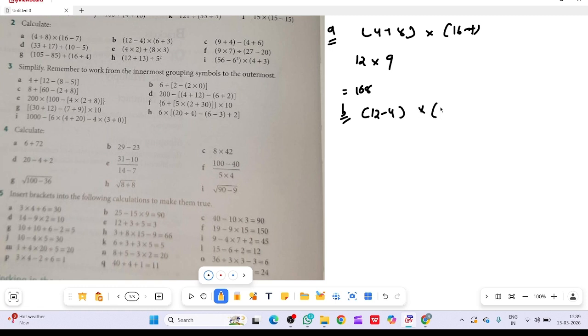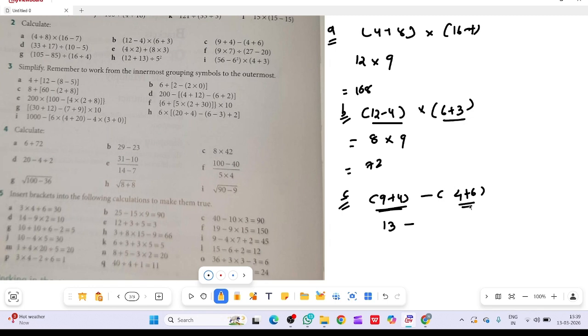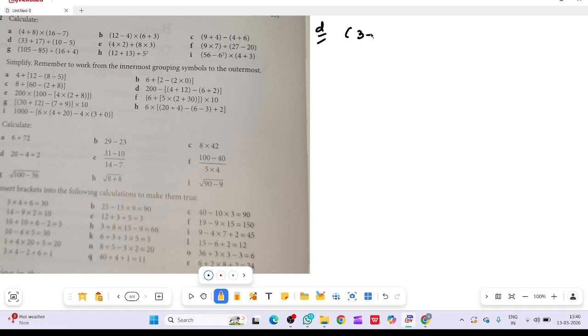b: 12 minus 4 multiplied by 6 plus 3. So 12 minus 4 is 8 and 6 plus 3 is 9. So 8 nines are 72. c: 9 plus 4 minus 4 plus 6. So 9 plus 4 is 13, minus 4 plus 6 is 10. So 13 minus 10 is what? d: 33 plus 17 divided by 10 minus 5. So 33 plus 17 is 50 divided by 5, which will be equal to 10.